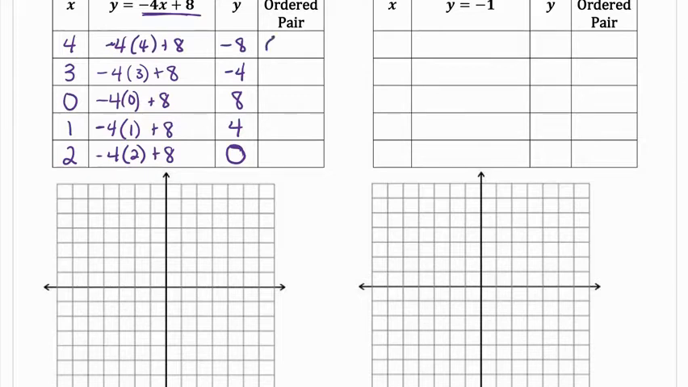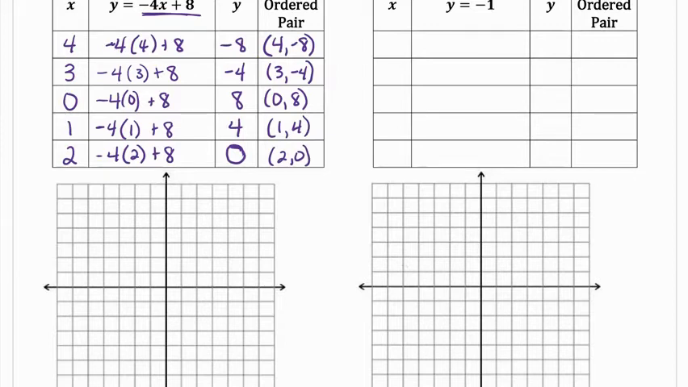So now I can write my ordered pairs. Okay, (4, -8), (3, -4), (0, 8), (1, 4), and (2, 0).